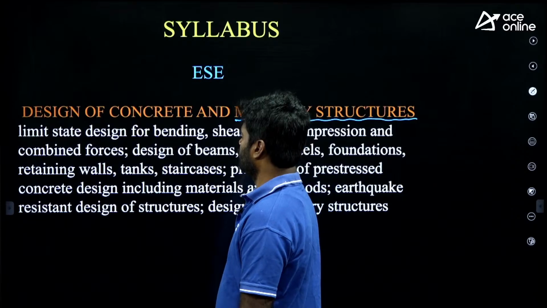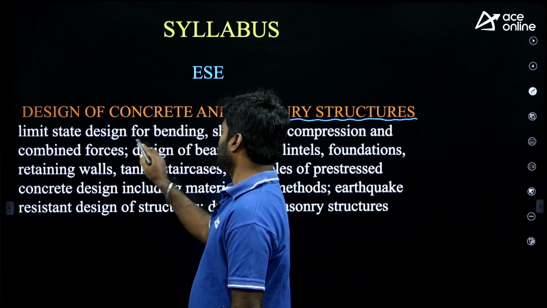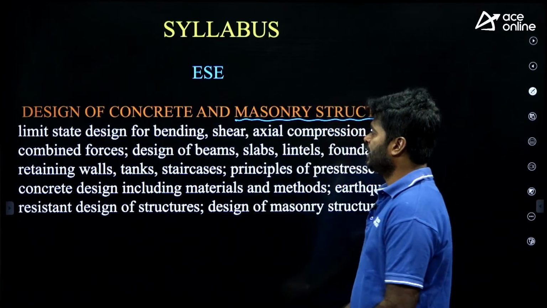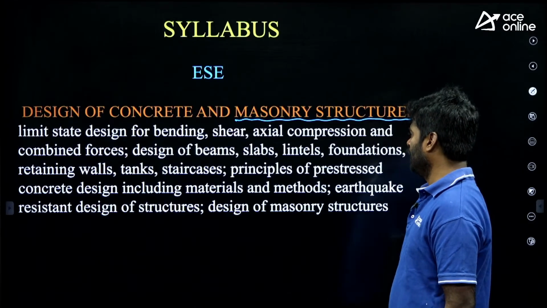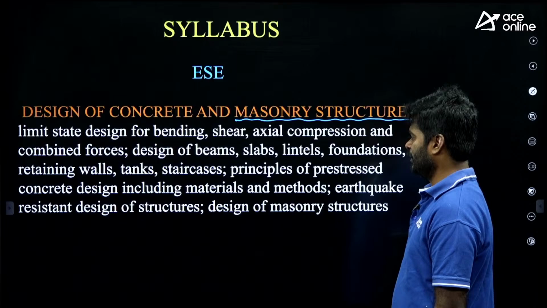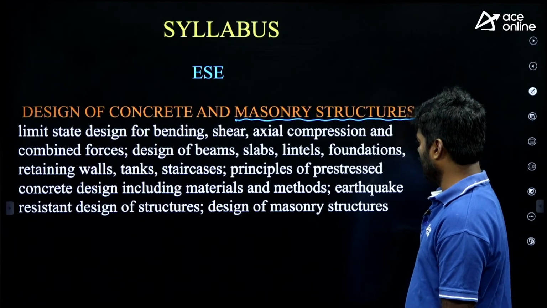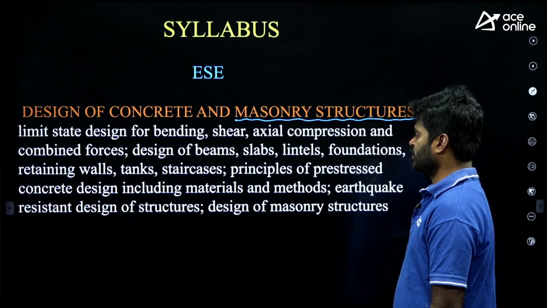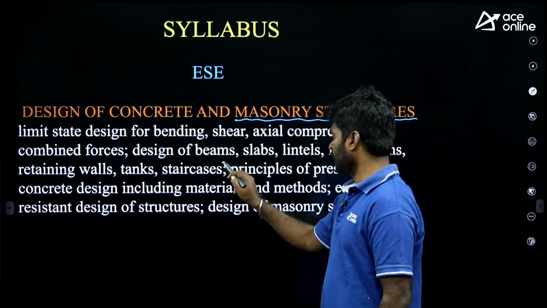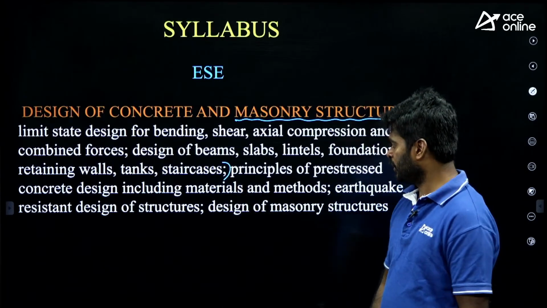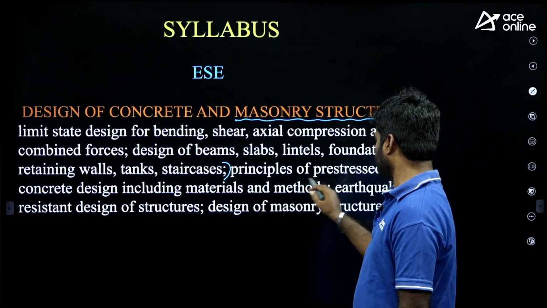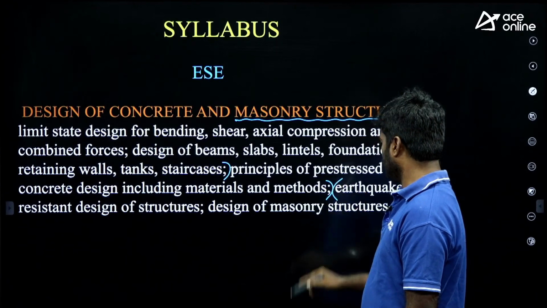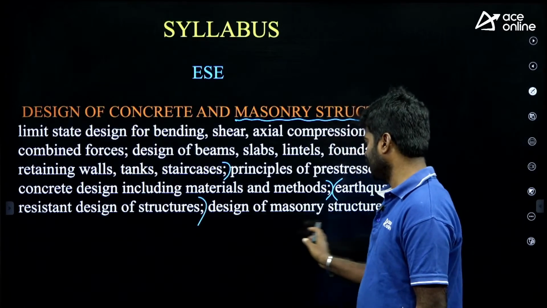Next, what is the syllabus regarding this? Limit state design for bending, shear, axial compression and combined forces. Here it is very clearly mentioned: bending, shear, axial compression, combined forces. Okay. Then design of beams, slabs, lintels, foundations, retaining walls, tanks, staircases, up to here RCC. Okay. After that it is pre-stressed concrete, my dear. Up to here it is pre-stressed concrete. Once again it is RCC. Again it is RCC. Then it is masonry structures.